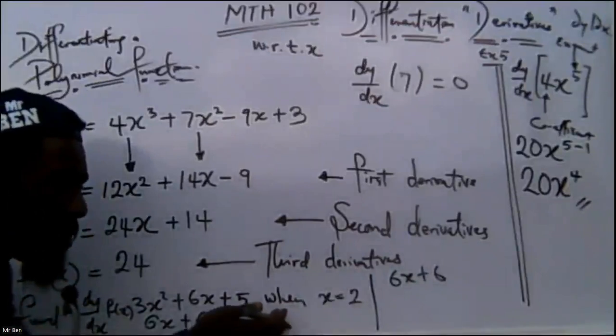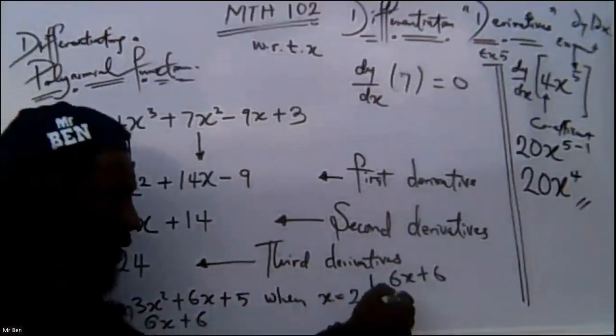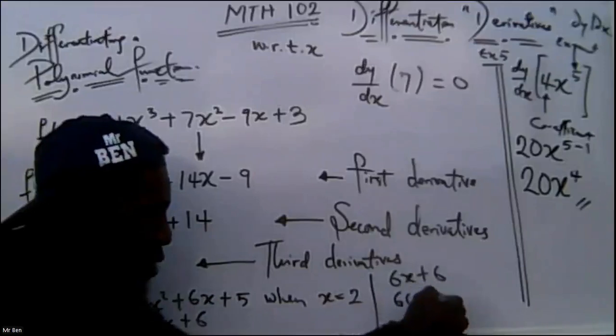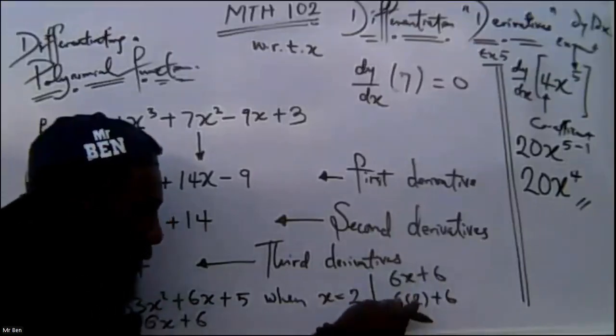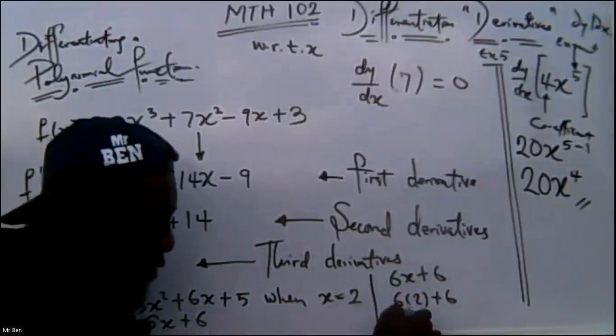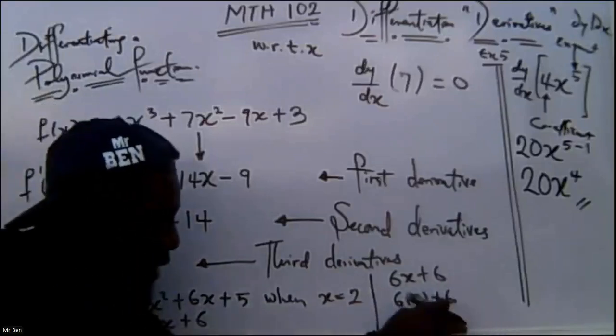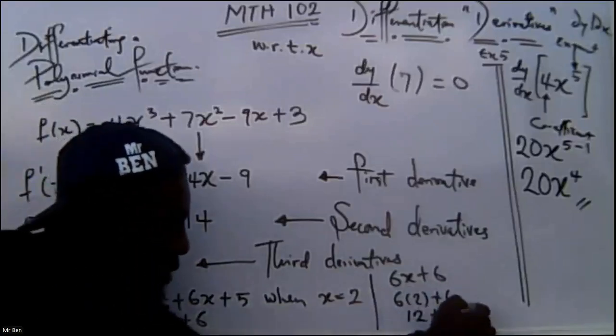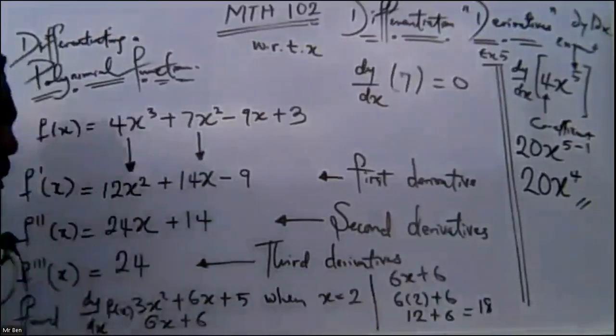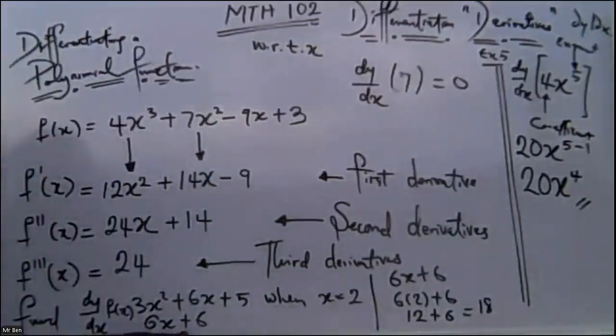When x is equal to 2, then change this x to 2. That will be 6 into 2 plus 6. And 6 into 2, that is 6 times 2, which will give us 12 plus 6. And what is 12 plus 6? 18. So the answer is 18. According to the answer I projected, 6x plus 6, the option B is the correct one. I just continued by showing what if the question continues by saying when x equal to 2, so that we know how to solve that one as well. You get that?